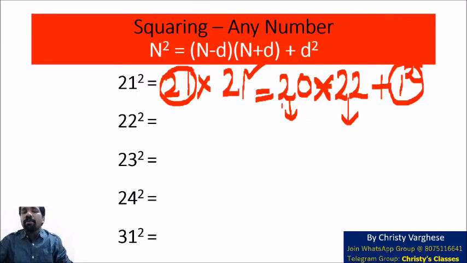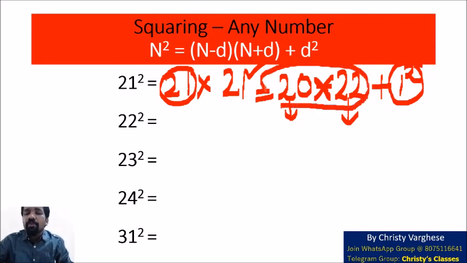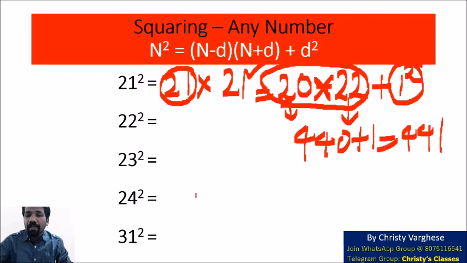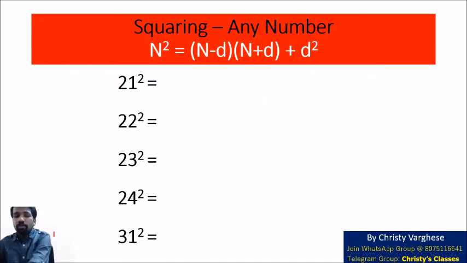The good thing about this method is that 20 into 22 is easier to multiply than 21 into 21. 20 into 22 is what? 22 double is 44. Attaching a 0, 440. 440 plus 1, 441 will be the answer. Are you all understanding this? Only with practice will you understand that this is a less time consuming method. So I will show you one more example.